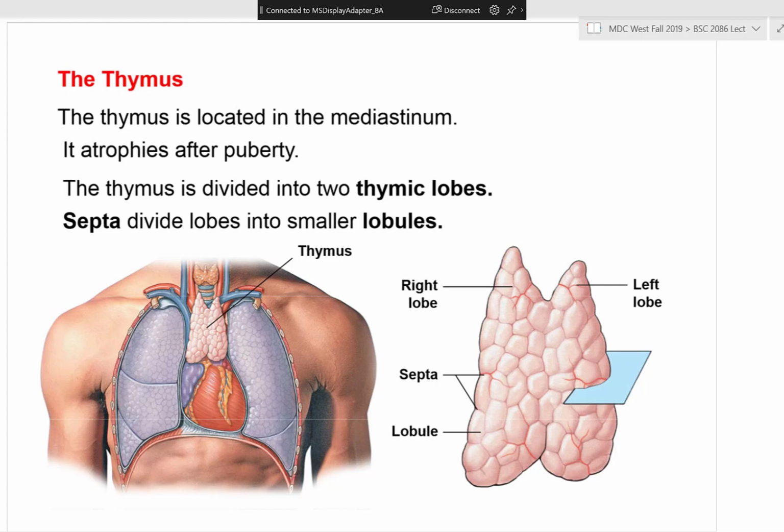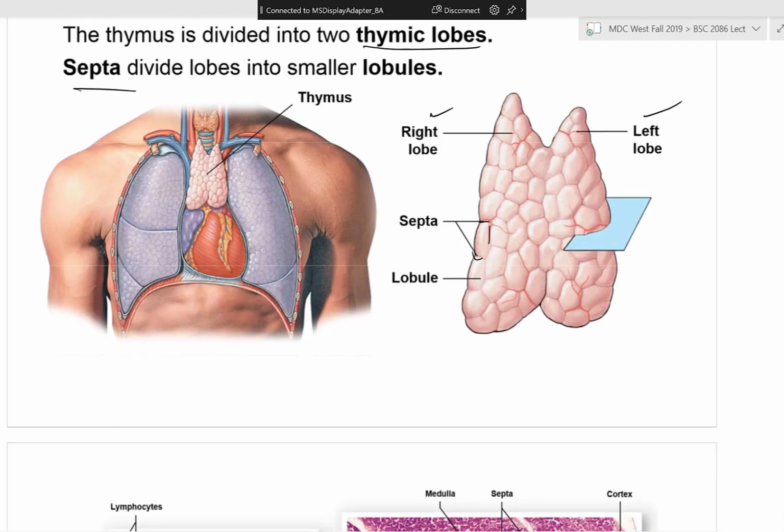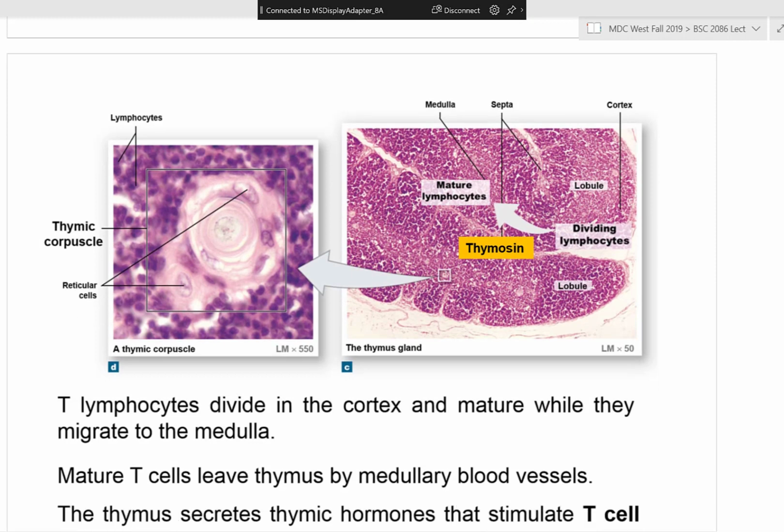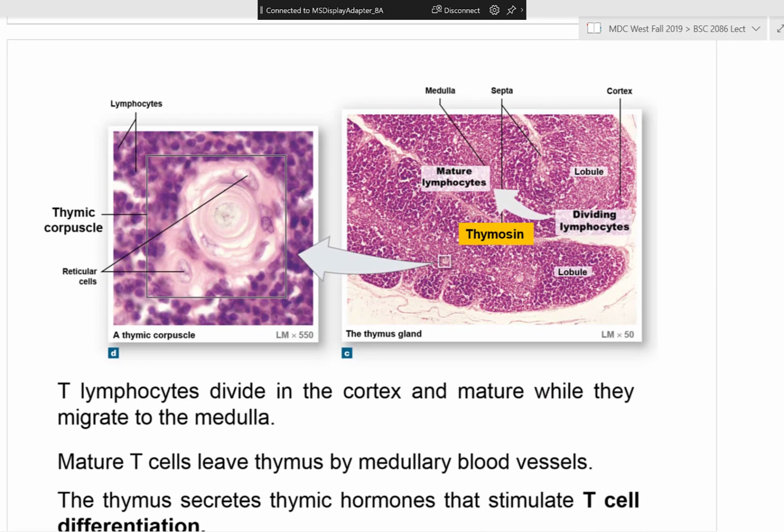So thymus has two thymic lobes, one on the right, one on the left. And you have a septa, which actually divides both of them, right? Divides each one of your lobes. Now, inside the thymus, all right, so we're looking at now the histology part of it. So in the histology, there is a medulla part of the thymus, as well as there is a cortex. And of course, septa is the divisions between each individual ones.